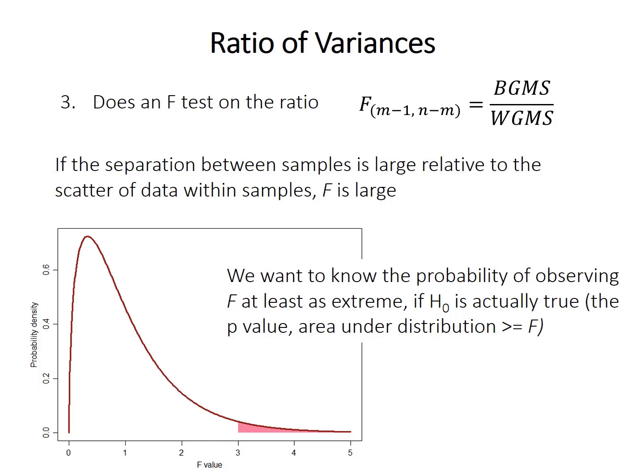So the F distribution, shown in the graph here, basically tells us how likely we are to find particular values of F when the null hypothesis is true. So we compare our actual F value to the distribution of F values expected if the null hypothesis is true, and find the area under the curve more extreme than our result, which is the p-value.